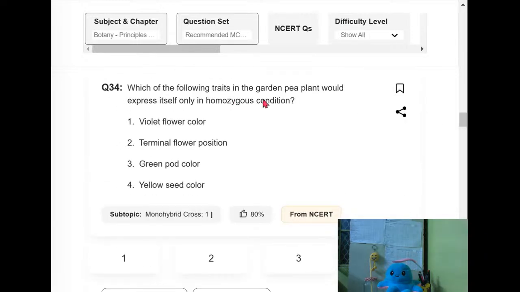Which of the following traits in the garden pea plant would express itself only in homozygous condition? Only in homozygous condition. Terminal flower position.